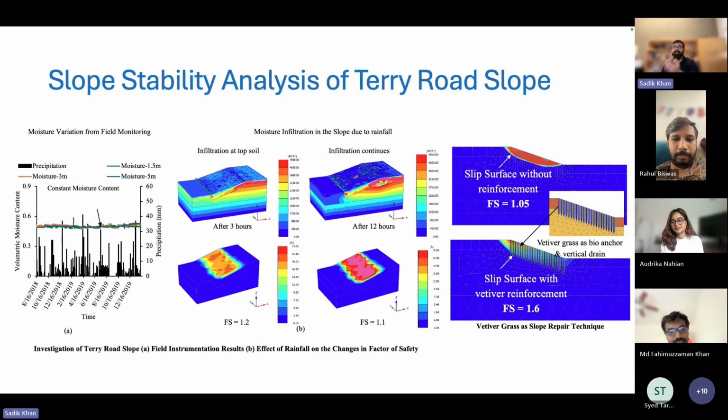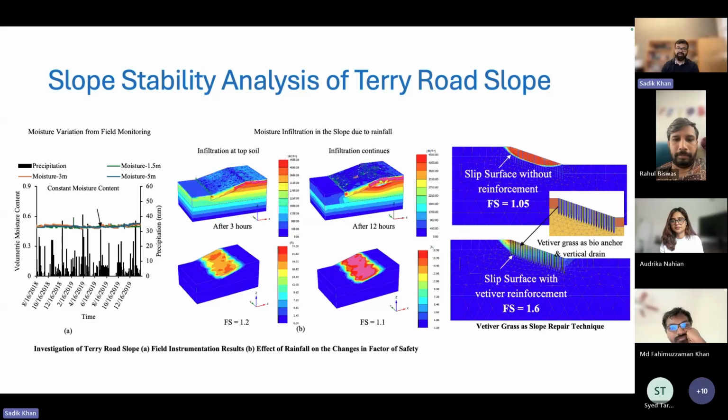Well, it depends on when we're doing it. If we are doing the landslide repair before the failure happens, the cost savings is going to be 80 to 90% with any traditional techniques, because most of the traditional techniques cannot be used for proactive repair. Most of the techniques have been designed for reactive repair. So vetiver can be the solution for proactive repair.